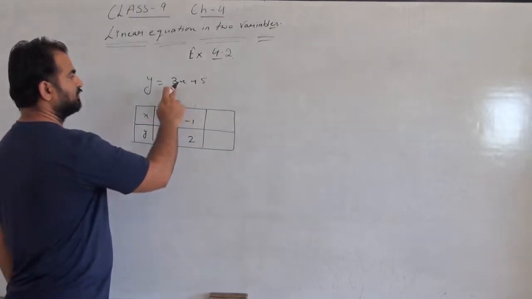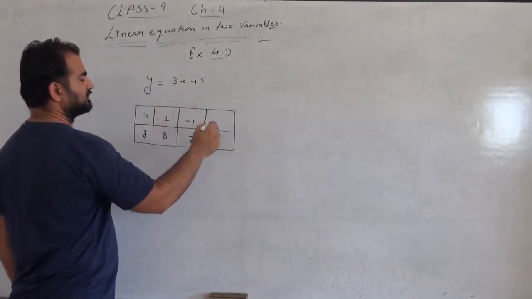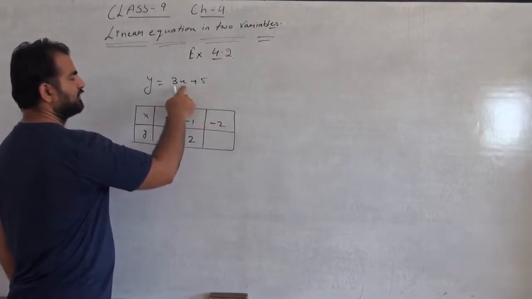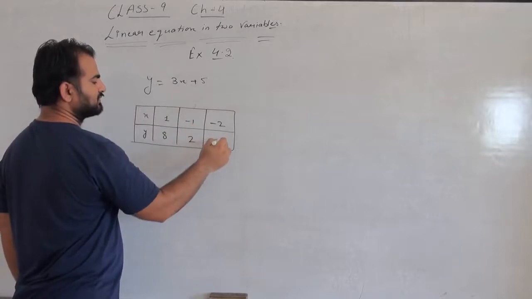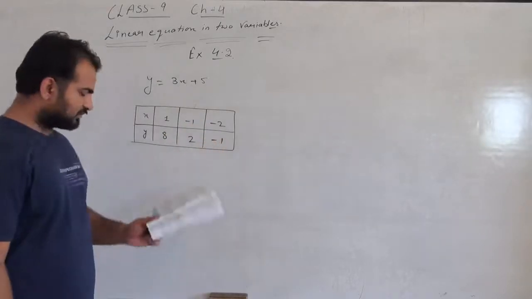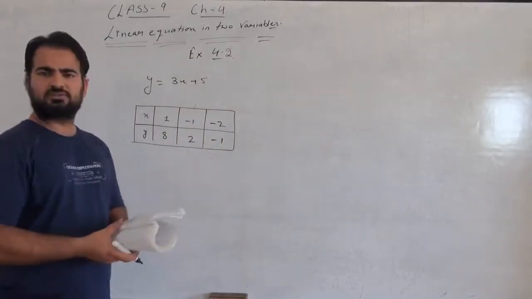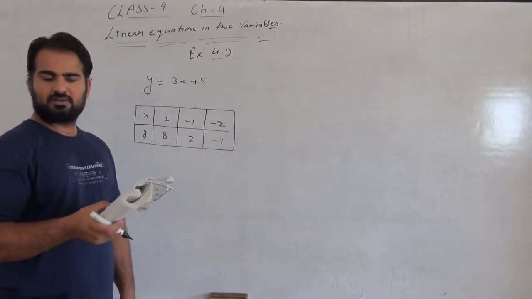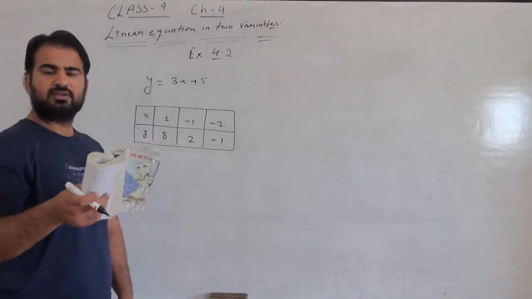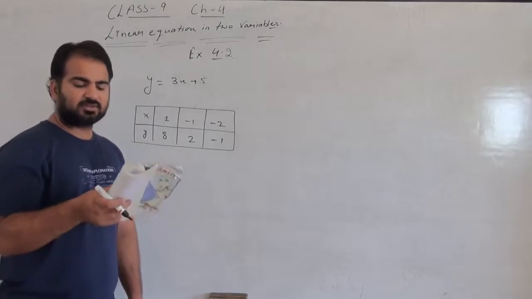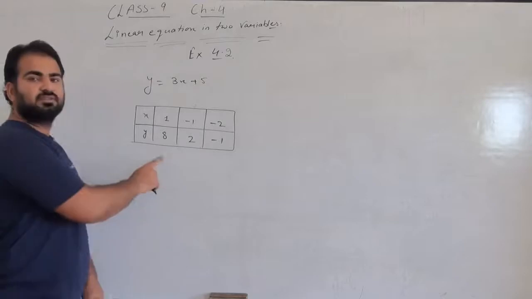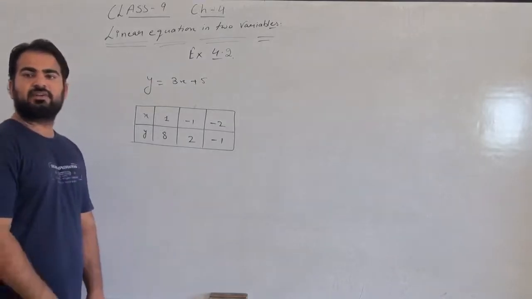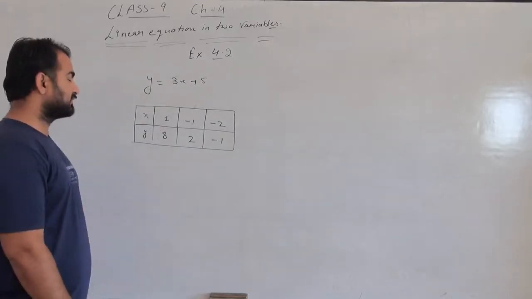Yes. Put x equals minus 2. So 3 into minus 2 is minus 6, and minus 6 plus 5 is minus 1. So how many solutions did we get? We got 3 solutions. So A is not correct, B is also not correct. So it must be the third one, infinitely many solutions. So this will have infinitely many solutions as the answer.